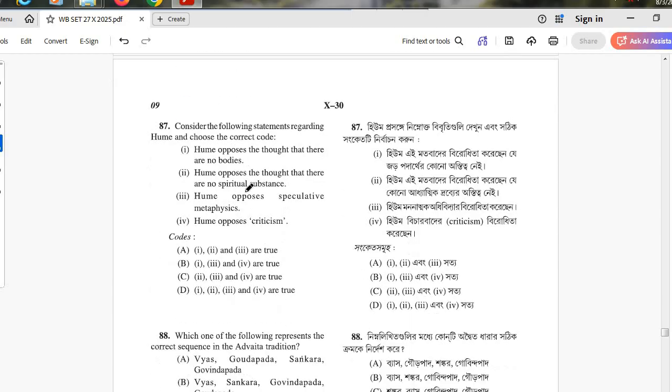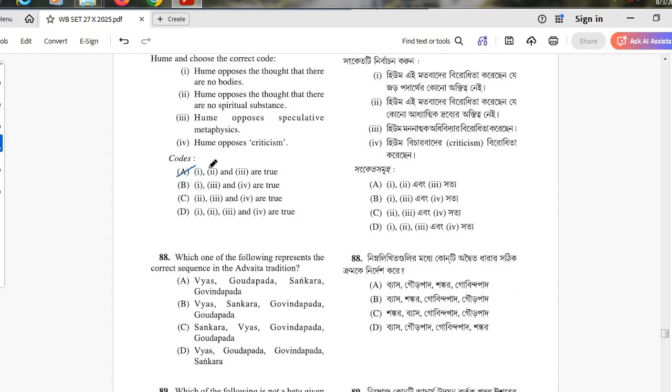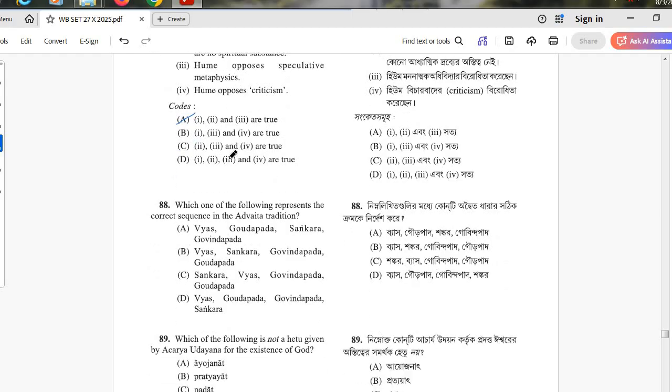Question 87: Consider the following statements regarding Hume and choose the correct answer. 1, Hume opposes the thought that there are no bodies. 2, Hume opposes the thought that there are no spiritual substances. 3, Hume opposes speculative metaphysics. And 4, Hume opposes criticism. Question 87, which is the correct answer? Option A, 1, 2 and 3.